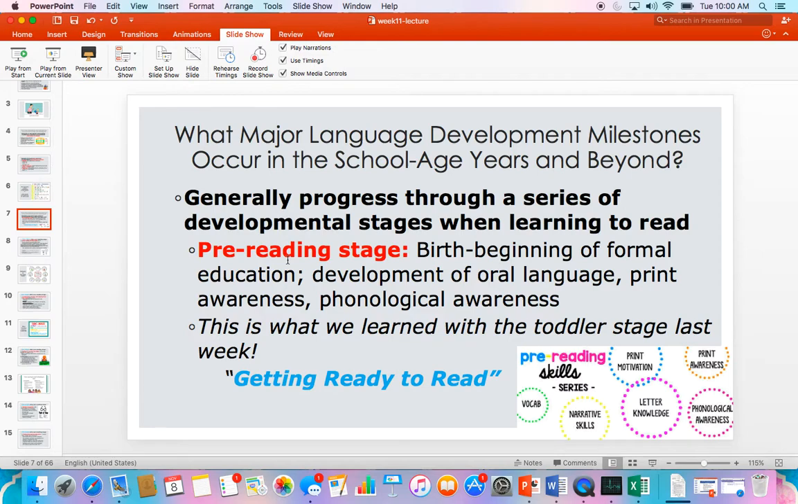So this is the pre-reading stage. We talked about this last week, where it's just learning about what words are, right? From birth to the beginning of formal education, we're learning vocabulary skills, narrative skills. It's all oral, or they're just learning about print awareness. They're looking at books. They're learning that there are pictures and words on a page. They're getting ready to read.